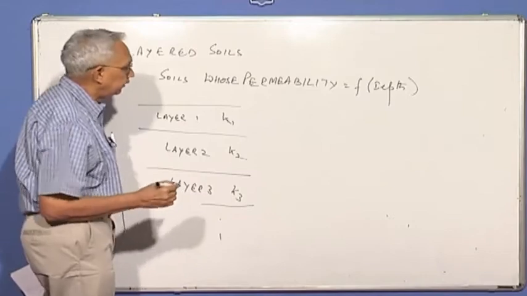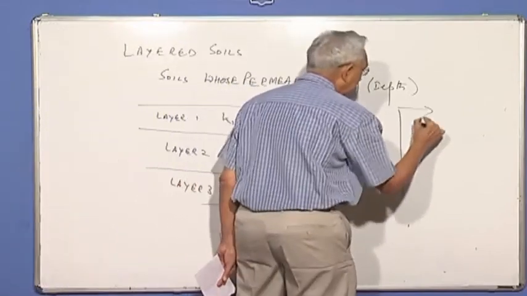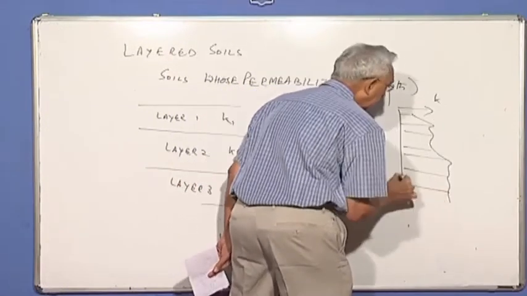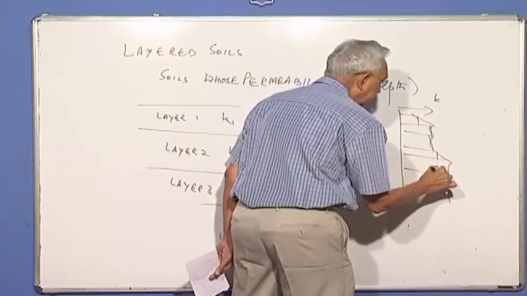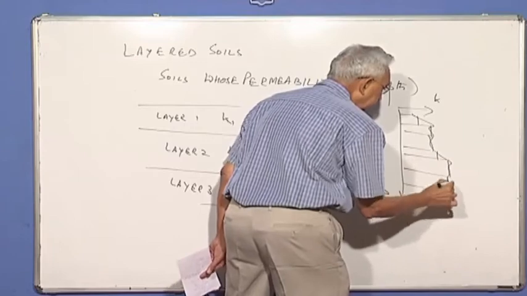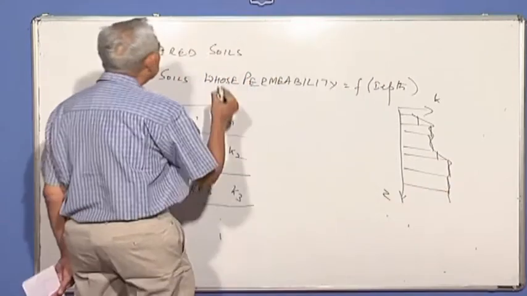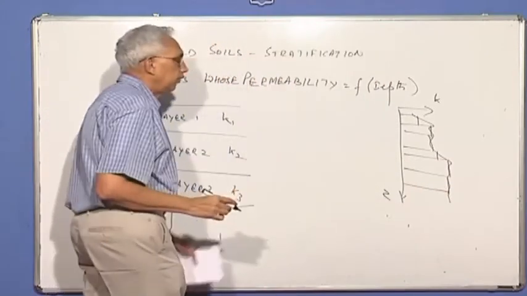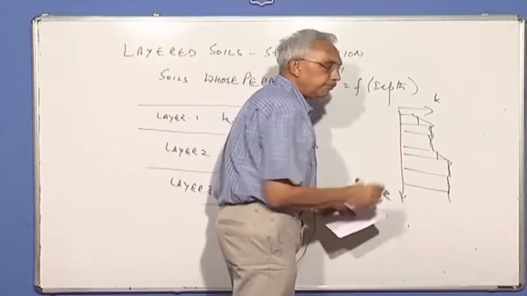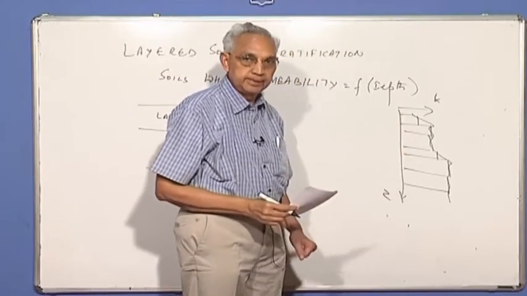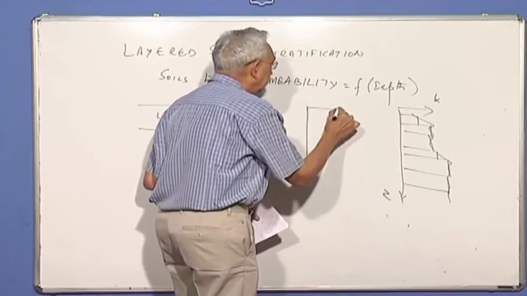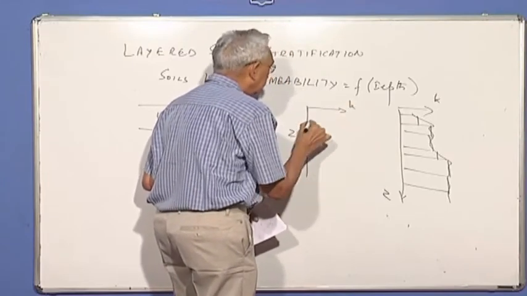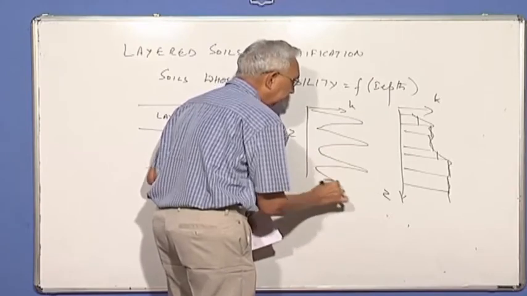We also tried to do this. Suppose I find K with respect to Z, I divide this into a number of layers and then find out the average permeability, and say it is all because of stratification. You have found out permeability at different depths, it may not be constant, it can be variable. There are some soils in which K, that's the depth, can vary something like this.